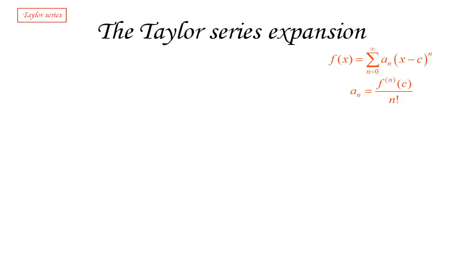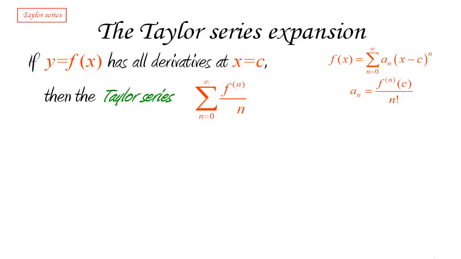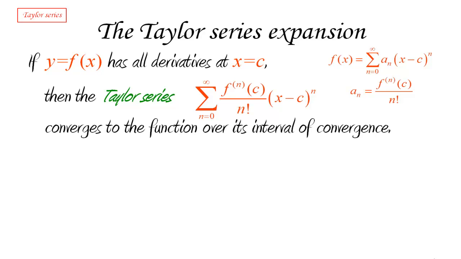And does it converge to f of x? In other words, is what we expect to happen in fact what does happen? And in fact, it is. So if we have a function that has all derivatives at x equals c, it turns out that the Taylor series, which is exactly what we have constructed, the sum from 0 to infinity of the nth derivative at c divided by n factorial times x minus c to the power n, does converge to the function over its interval of convergence. And of course here the "its" refers to the series, not the function, because power series have intervals of convergence, functions have domain.